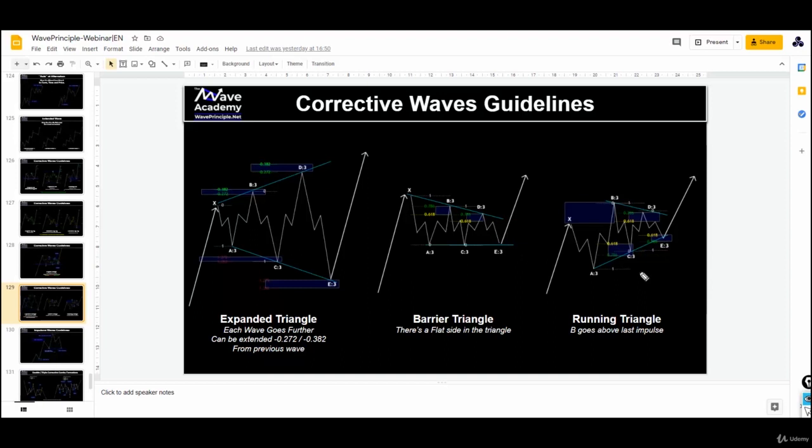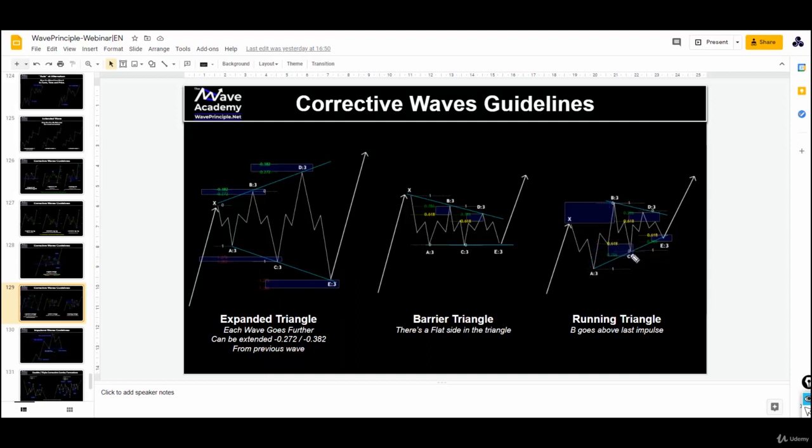And lastly, the running triangle, it's very peculiar because wave B stops above your impulse. It goes like impulse A, B, C, D, E, and then makes a new high. How do you find a wave? It's the same. You measure A to B, and 0.618, 0.786 returns for wave B.